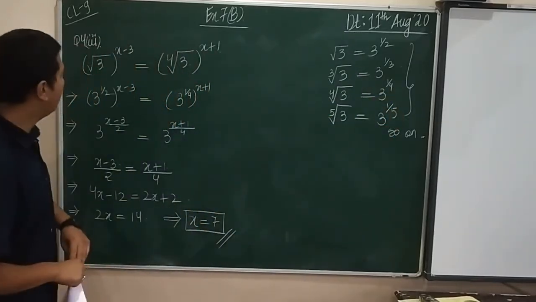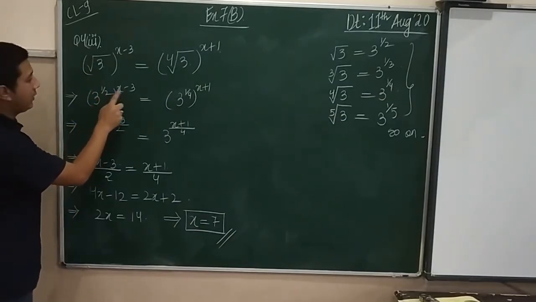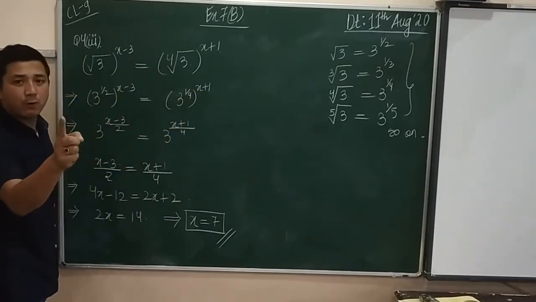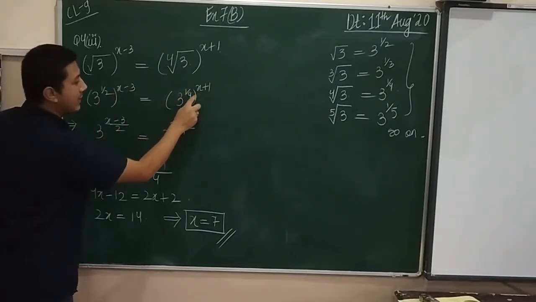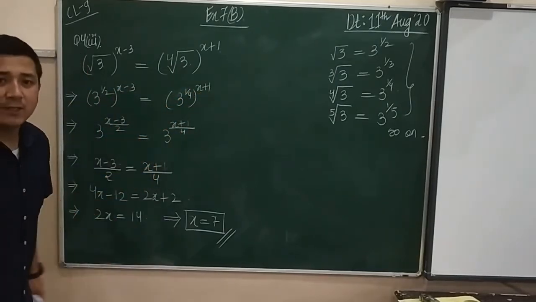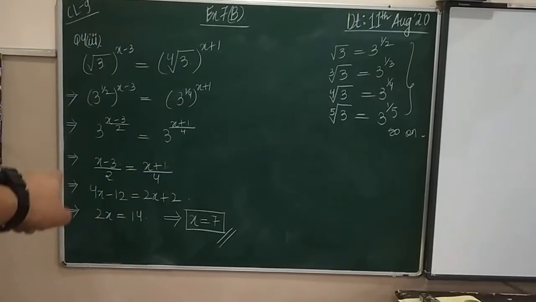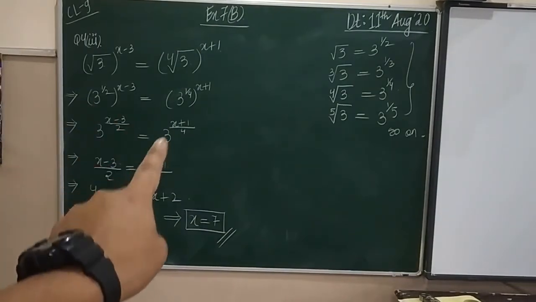Okay, so similarly, square root, I can write 3 to the power 1 by 2 into this, fourth root, 3 to the power 1 by 4 into this. Now the power gets multiplied using the power law: x minus 3 divided by 2, x plus 1 divided by 4. The bases are equal, right? The moment the bases are equal, the powers are also equal. So x minus 3 by 2 is equal to x plus 1 by 4.